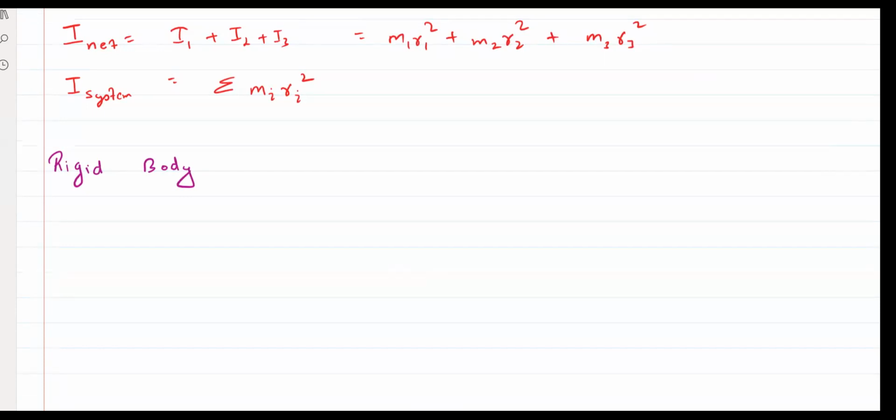So when we talk about rotational motion, generally the object that we consider are rigid body. Now tell me, what is a rigid body? Can anyone tell me what you mean by rigid body? Can you tell me what is a rigid body?